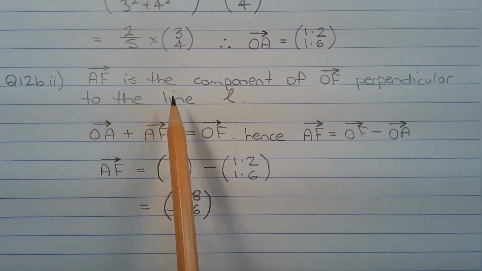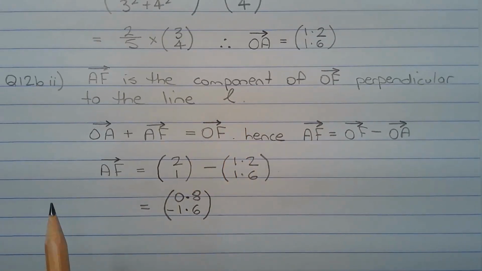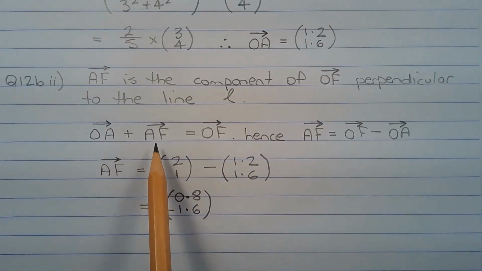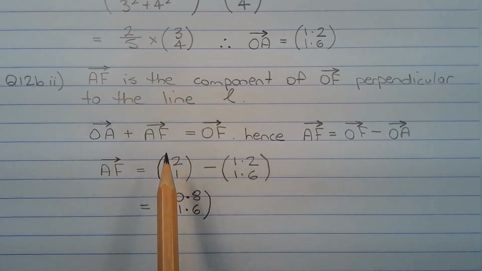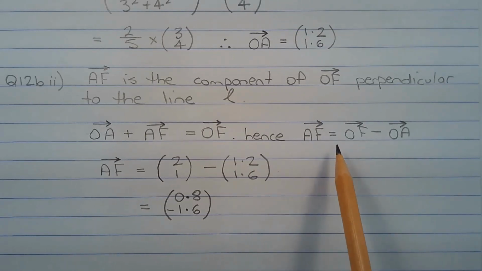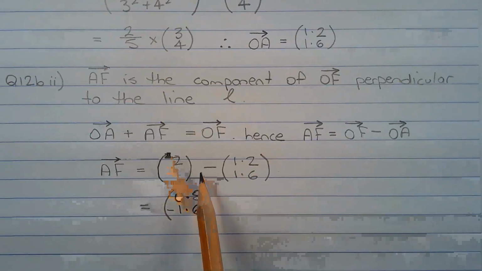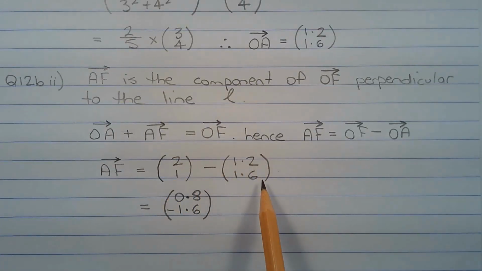Now vector AF is the component of vector OF perpendicular to the line L, which we've just seen, and vector OA plus vector AF is equal to vector OF. Rearranging this equation to make vector AF the subject, we have vector AF is equal to vector OF minus vector OA. So vector AF is equal to (2, 1) minus (1.2, 1.6).